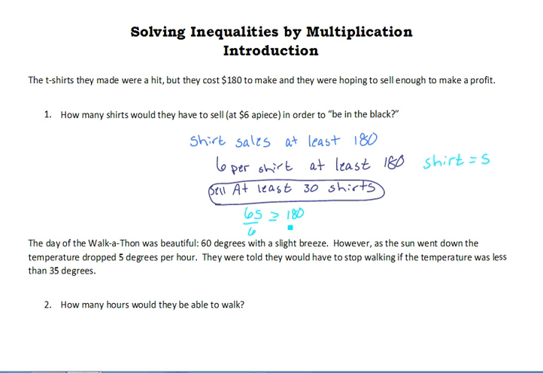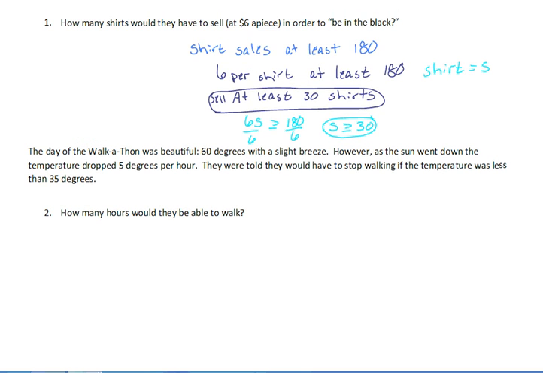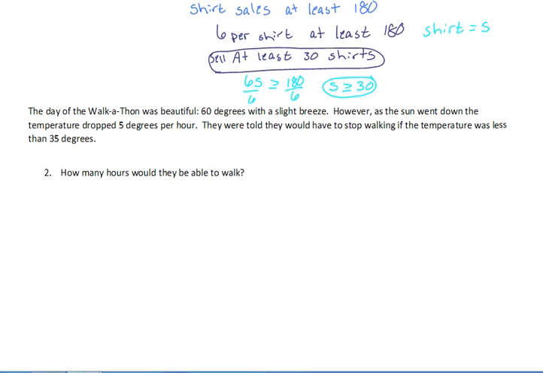So let's divide that 6 over. So that means that shirts have to be greater than or equal to 30, and that's where that at least comes into play. Okay, so multiplying and dividing in this section. Same as what we did in the past with linear equations. Okay, let's look at this next one.